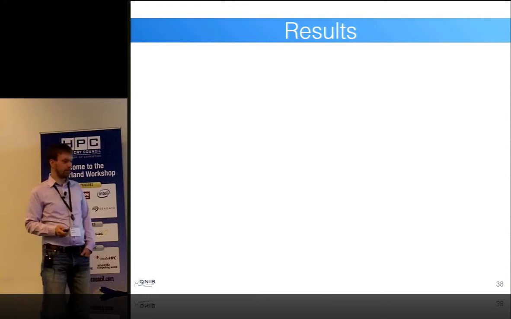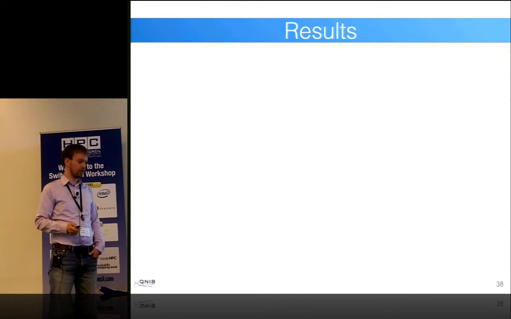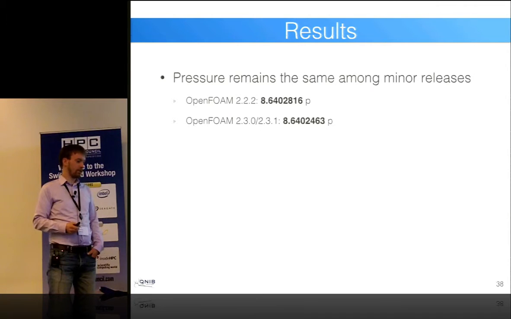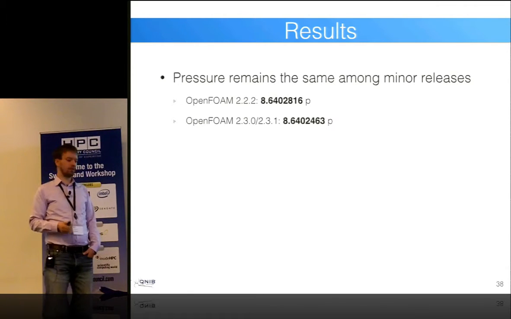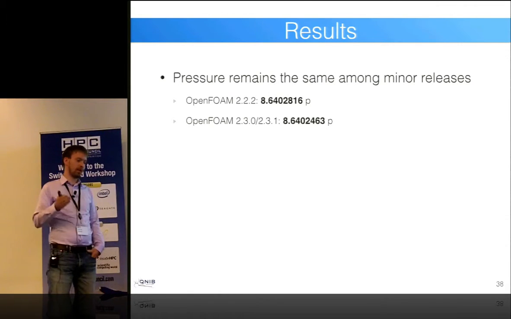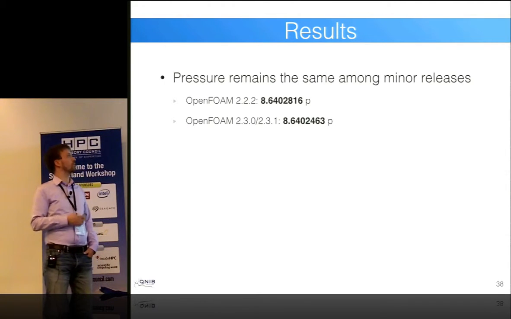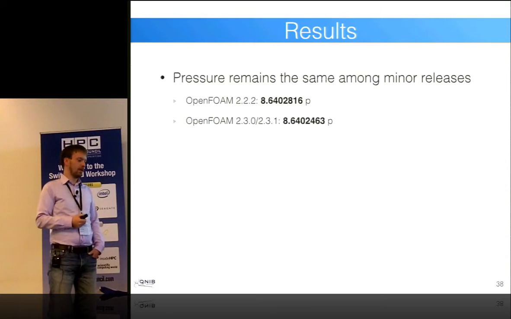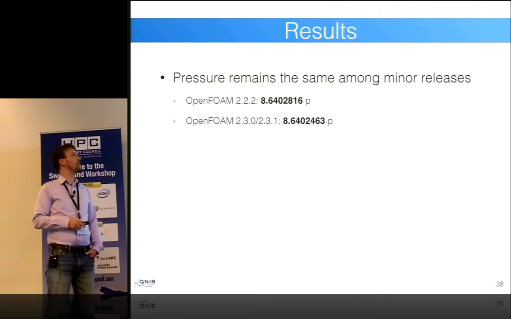So the result, and I'm pretty fast, so I can slow down a little: the pressure remains the same among all minor releases. In OpenFOAM 2.2.2, I got 8.6, and you can read the number. So the pressure was consistent over all runs. And for OpenFOAM 2.3.0 and 2.3.1, I also got the same pressure among all the different benchmark runs, or workload runs, I did.